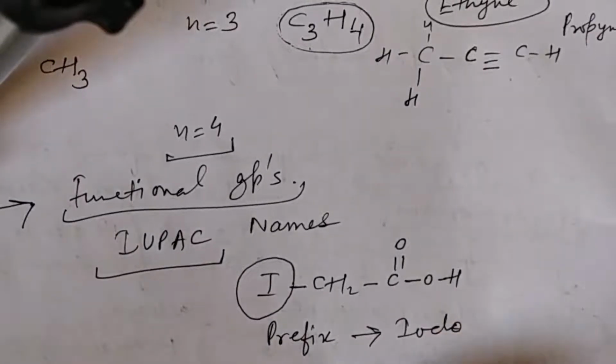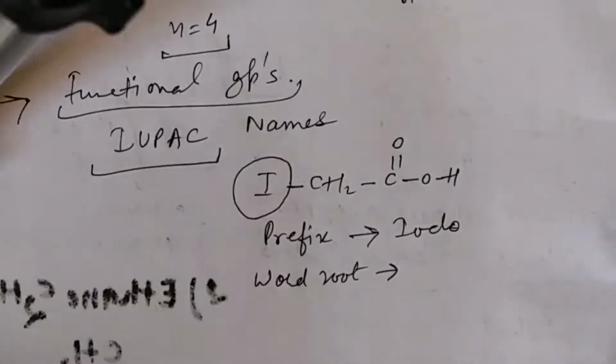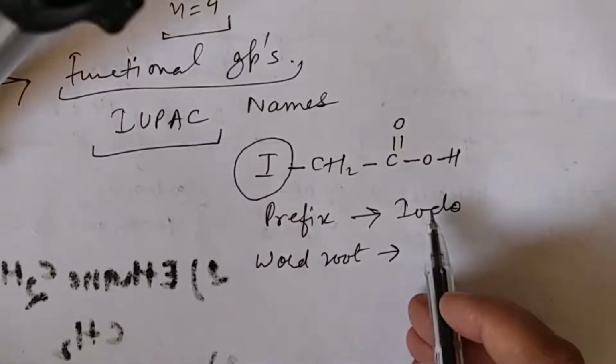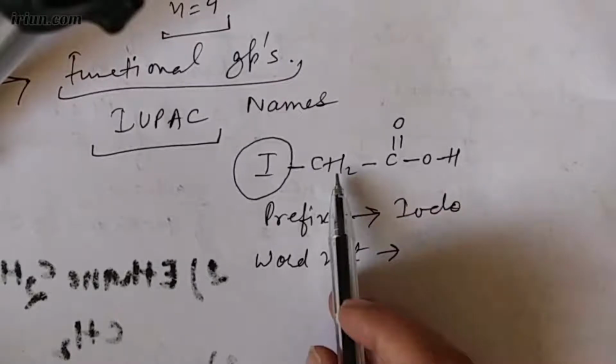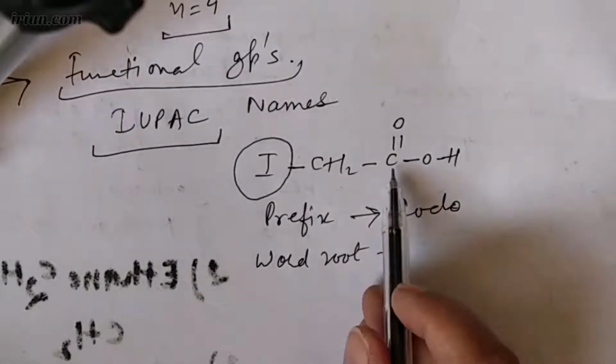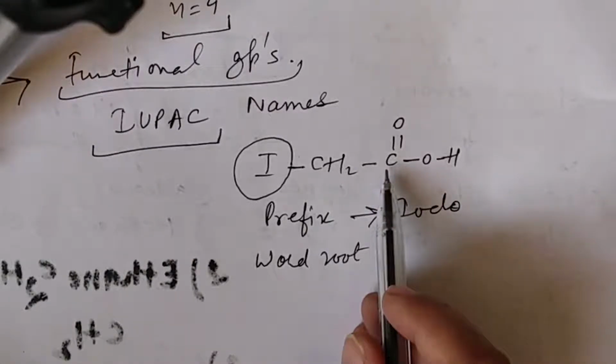What will you write? The word root. So how will you write the word root for this compound? In this compound, the number of carbon atoms you can see in the chain is equal to 2. How many carbon atoms are there in this compound? The carbon chain is 2.